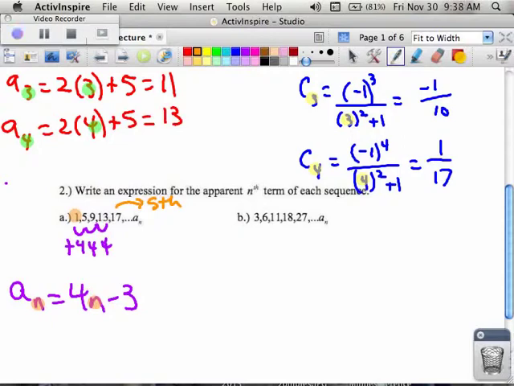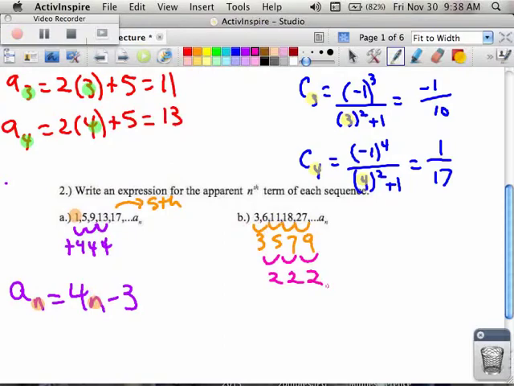In part B, you notice something kind of strange right away when you do this problem. Going from 3 to 6, I'm jumping by 3, but from 6 to 11, I'm jumping by 5. And then from 11 to 18, I'm jumping by 7. And then 18 to 27, I'm jumping by 9. That causes a small issue. But what I do notice is if I go one more level, 3 to 5, I'm jumping by 2. 5 to 7, I'm jumping by 2. 7 to 9, I'm jumping by 2.